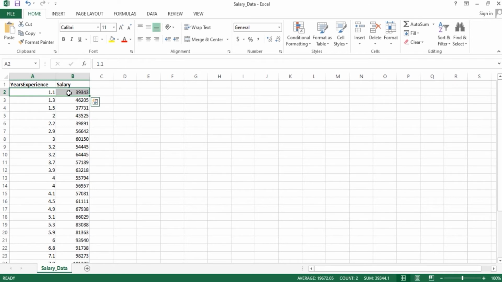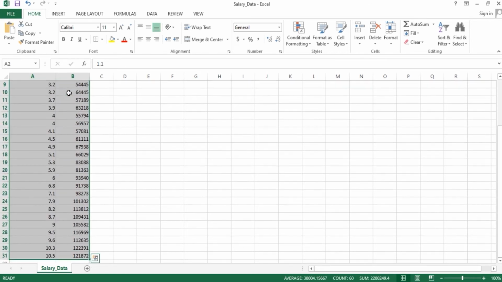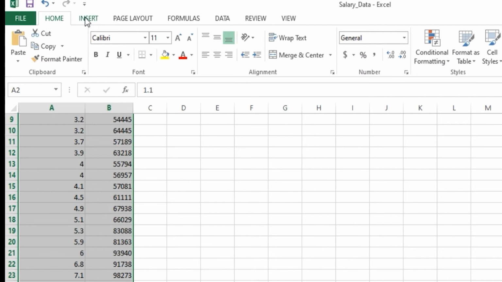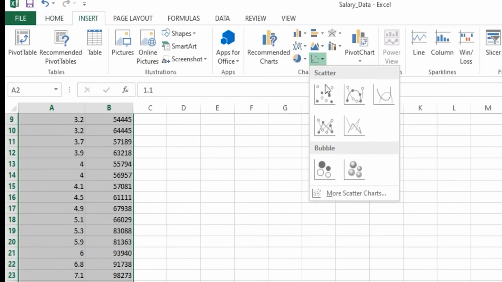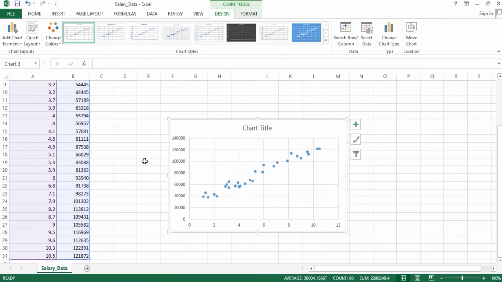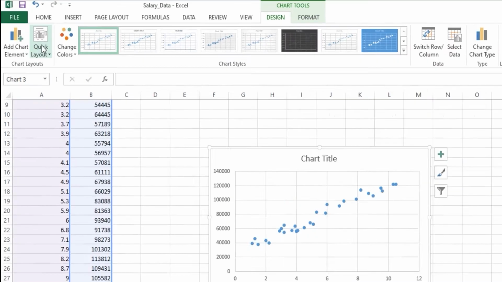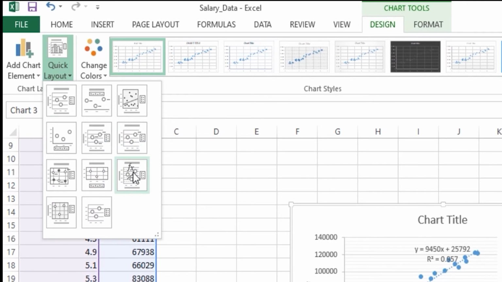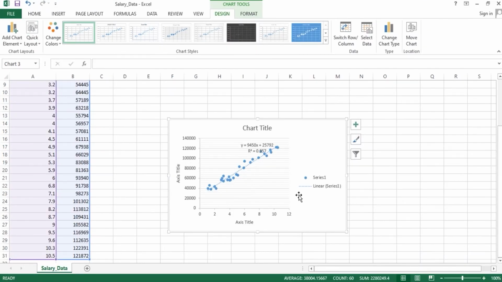For that, select the entire data and select the scatter plot option. And this created a scatter plot between the two. Now that the scatter plot is created, we would draw the linear regression line by going to chart layouts. Now this has created a linear regression line.